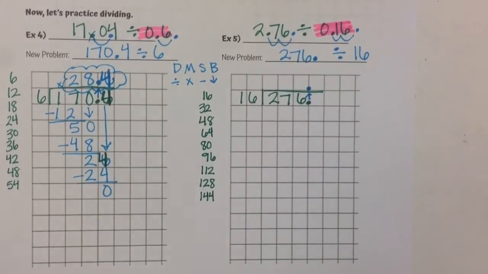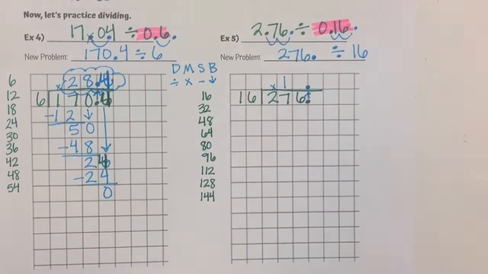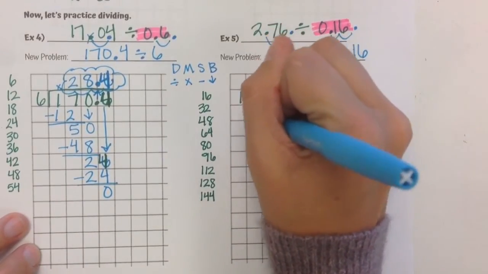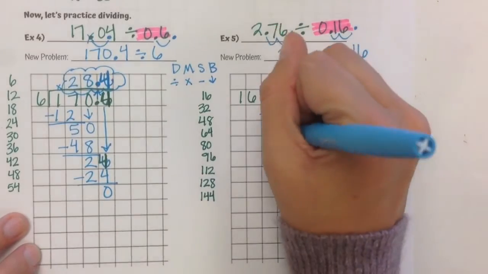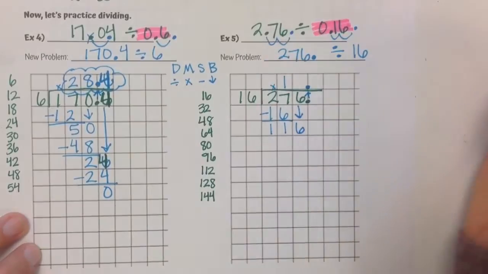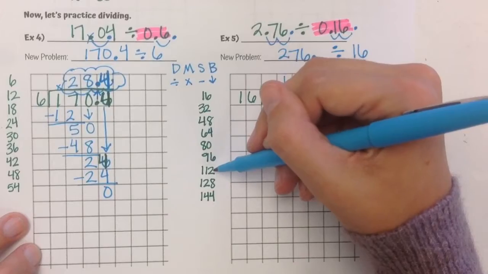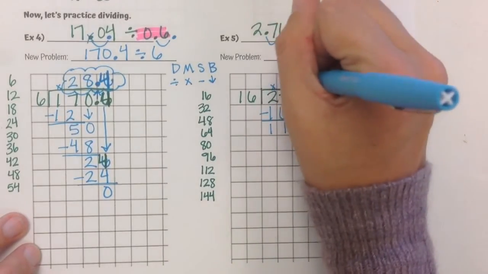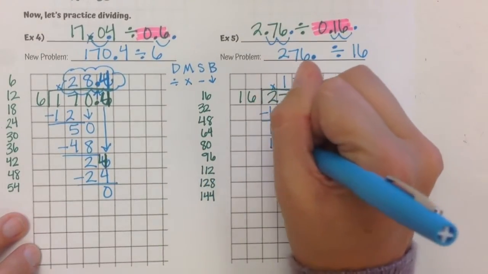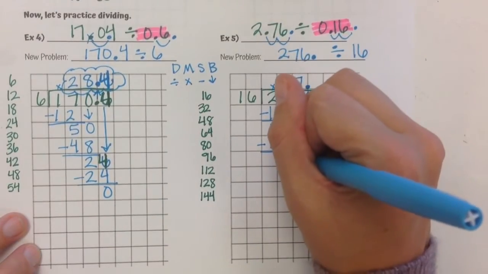16 does not go into 2, so we have to move on to 27. 16 goes into 27 one time. We multiply. 16 times 1 is 16. Subtract. 27 minus 16 is 11. Last step is to bring down. 16 goes into 116 seven times, since 8 would be too big. Multiply. 16 times 7 gave us 112. Then we subtract. 116 minus 112 is 4.